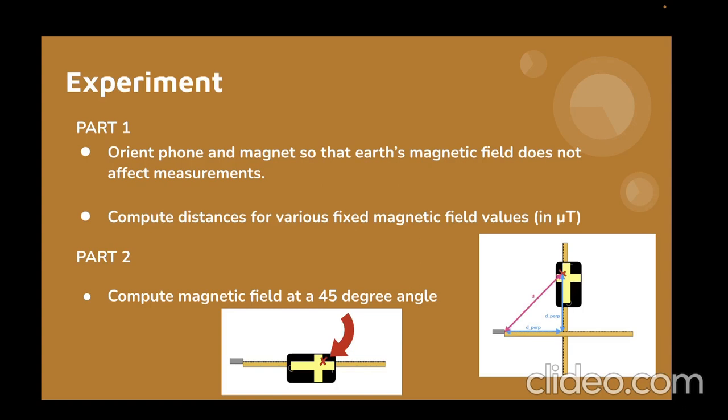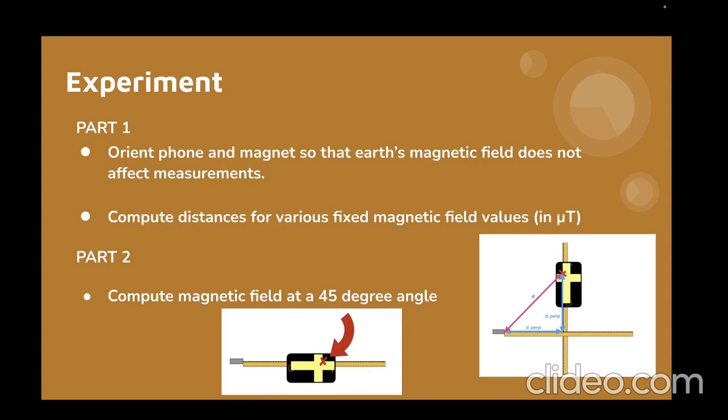So in this experiment, we used the magnetometer in our phone to calculate the magnetic field at certain distances from a bar magnet. Now we oriented our phone and the magnet in such a way that it is orthogonal to the Earth's magnetic field. That way it does not affect our measurements. Then we computed distances for various magnetic field values and recorded those in our spreadsheet, which we'll see later.